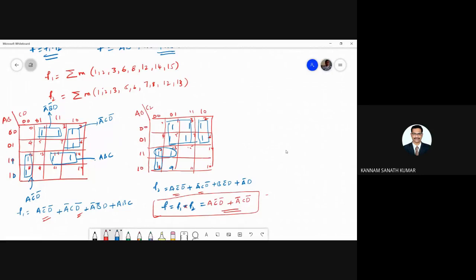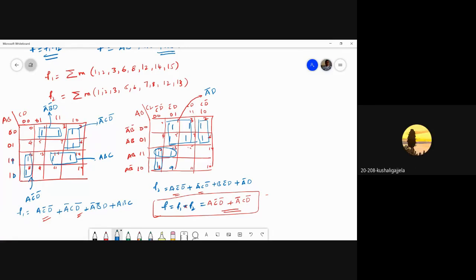Okay, so see here, this is nothing but A bar B bar, A bar B, A B, A B bar, and C bar D bar, C bar D, C D, C D bar. So this is a quad. A quad will eliminate how many variables? Two variables. So which is common? A bar and next A bar D.